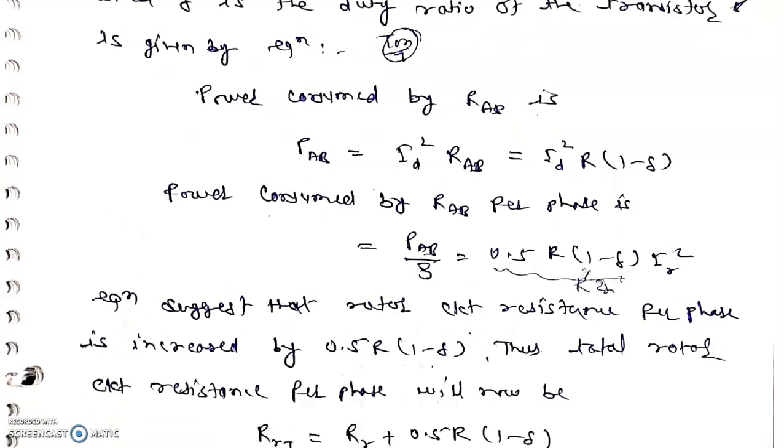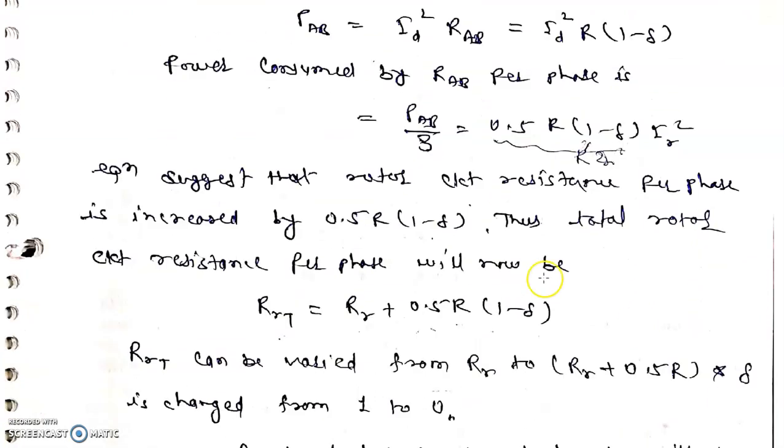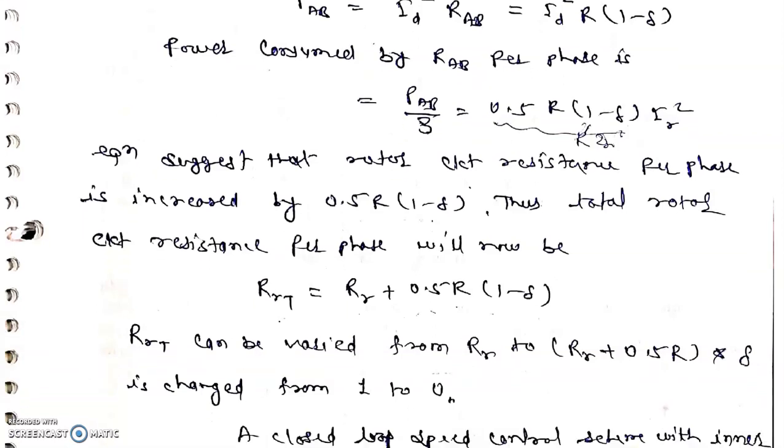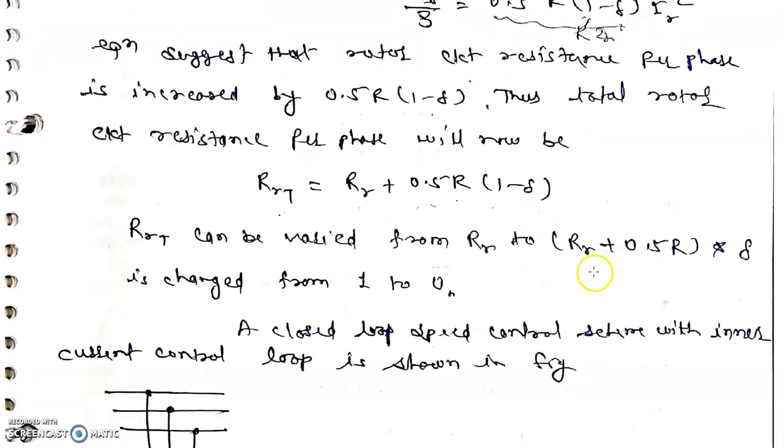The equation suggests that the rotor circuit resistance per phase is increased by 0.5 R into (1 minus delta). Thus, this is the additional resistance which we insert in the rotor circuit. So the effective resistance per phase can be RRT equals RR plus 0.5 R into (1 minus delta). So RRT, the total rotor circuit resistance per phase, can be varied from RR to RR plus 0.5 R, as delta is varied from 1 to 0.